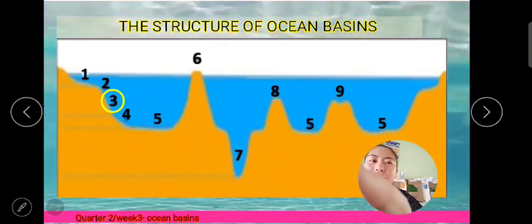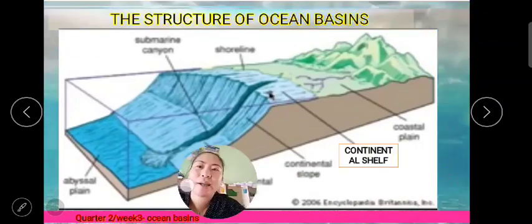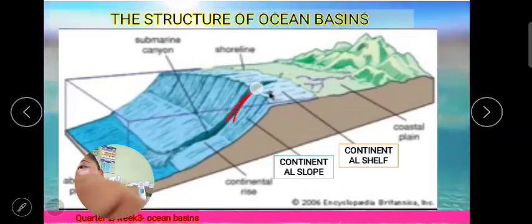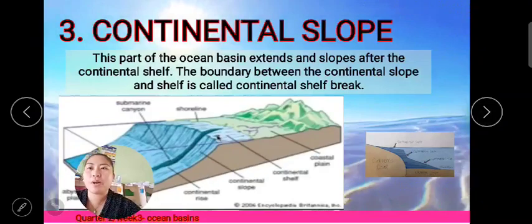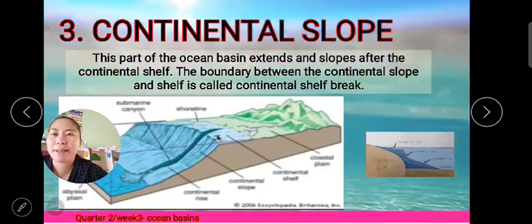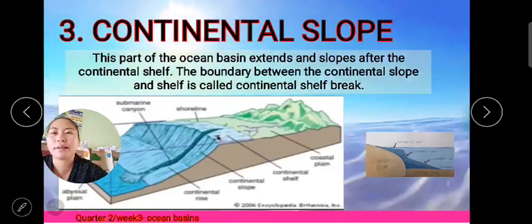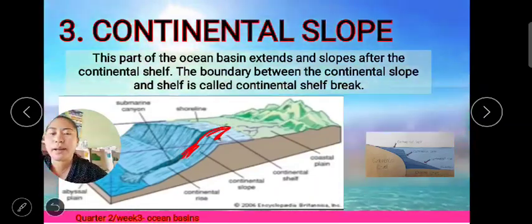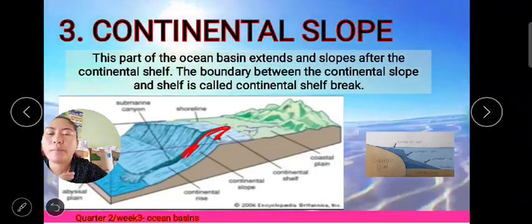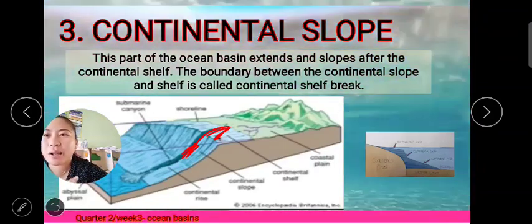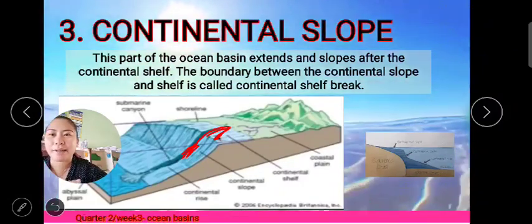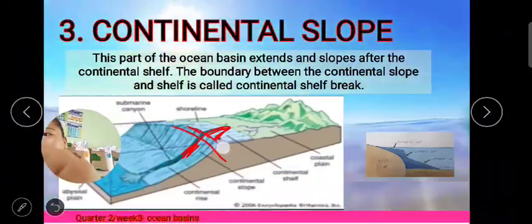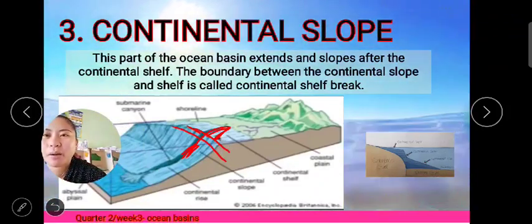Ano naman kaya yung number 3? For number 3, we have the continental slope. So, continental slope is located in this portion. Continental slope is a part of the ocean basin that extends and slopes after the continental shelf. So, this is the continental shelf. Then, we have here the continental slope. The boundary between the continental slope and shelf is called the continental shelf break.